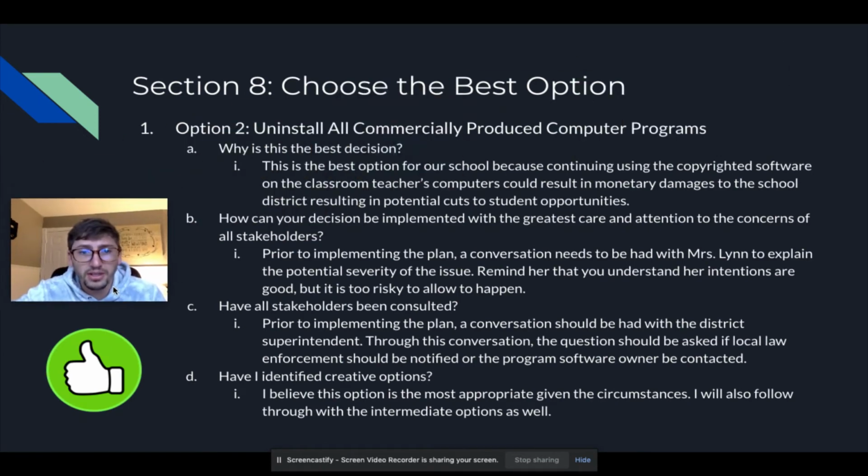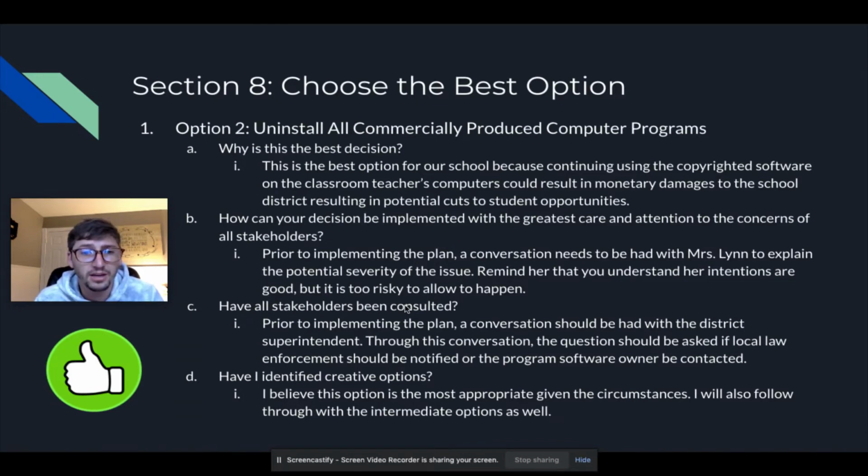I do believe the best option would be going with option two, which is to uninstall all the commercially produced computer programs. Why is this the best decision? Well, for me, this is the best decision for our school because continuing using the copyrighted software on the classroom teachers' computers could result in monetary damages to the school district, resulting in potential cuts to student opportunities.